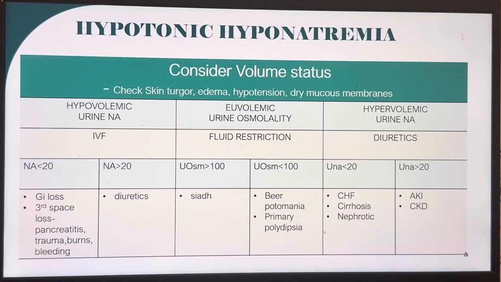And if urine osmolality is less than 100, then his ADH is working properly, it's suppressed properly. Then it could be due to increased water intake like beer potomania or primary polydipsia. Here you just do fluid restriction. If it is SIADH, then you check for any underlying causes, like if he's having any cancer that's causing it. That's totally another topic.